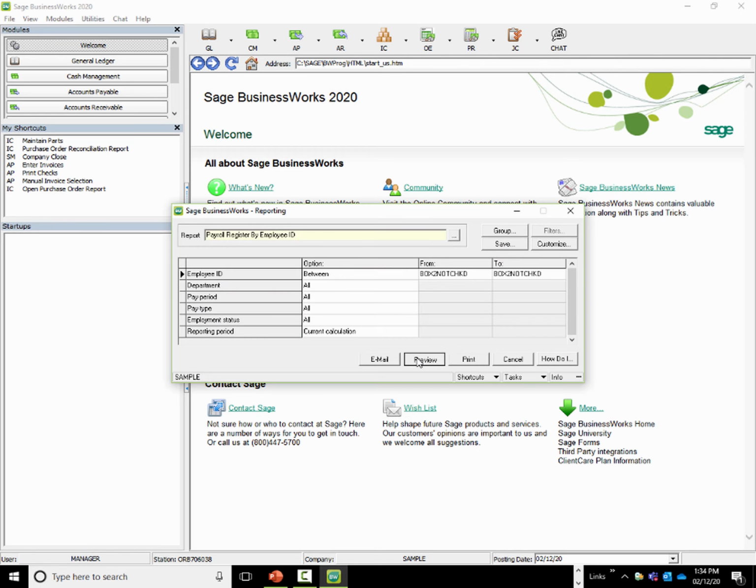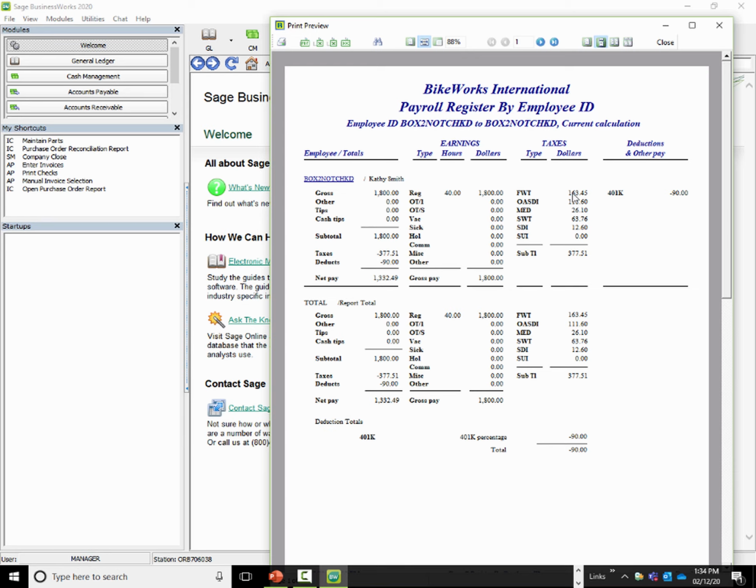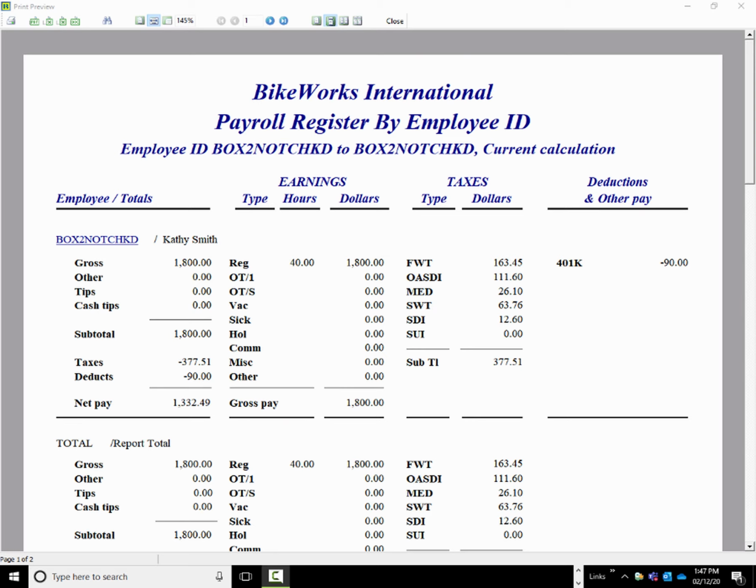Let's preview the payroll register to see what tax BusinessWorks calculated. So we show here that BusinessWorks calculated $163.45 in federal withholding tax. Using the formula, let's see how Sage BusinessWorks calculated the federal withholding tax.